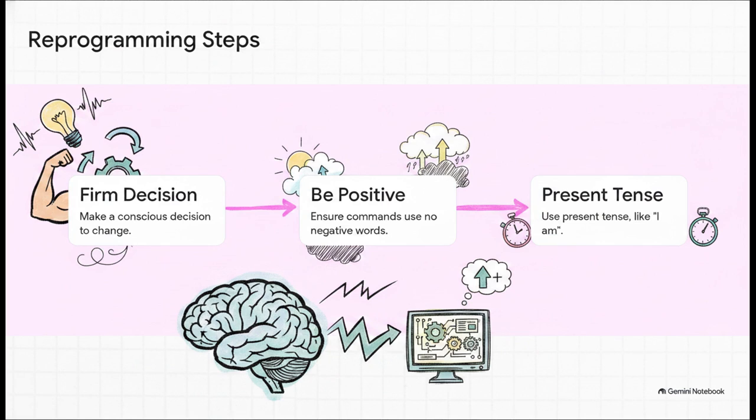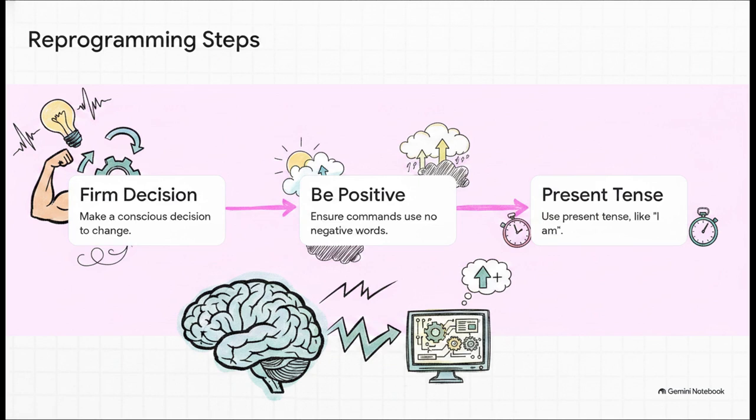First, you have to make a firm, conscious decision to actually change. Second, your new mental commands must be entirely positive. This is key. The subconscious mind doesn't really process negatives well. Like if you say, I don't want to be stressed, your brain just latches onto the word stressed. Instead, you absolutely must state what you do want.